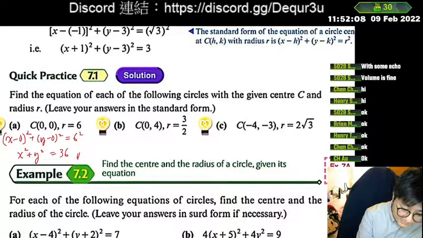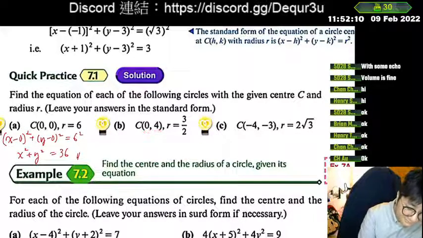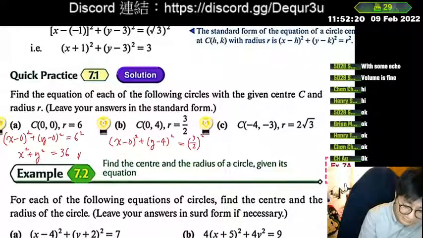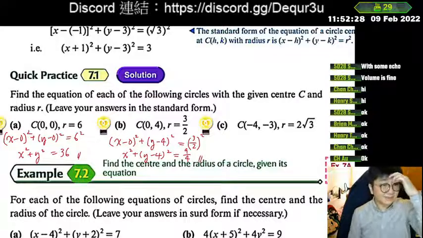the center is 0, 4, therefore x minus 0, and then y minus the corresponding y coordinate 4, and then the right hand side will be r squared. Simplifying, we have x squared plus (y minus 4) squared equals 9 over 4, the square of the right hand side.